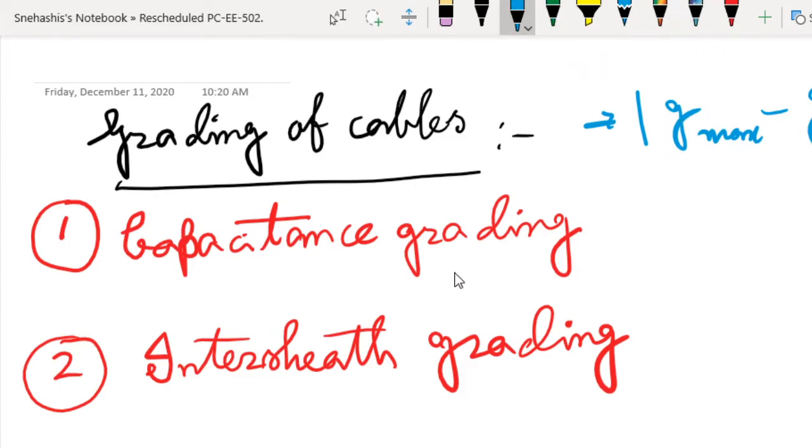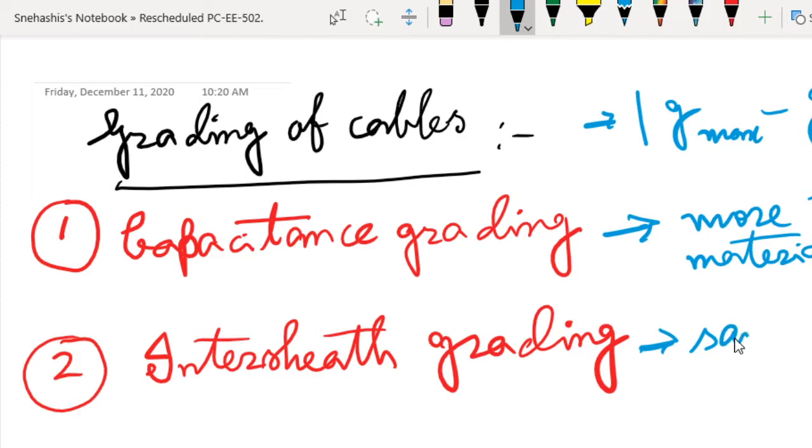The first one is capacitance grading. Here, we generally use more than one dielectric material with different epsilon. And the second one is intersheath grading.